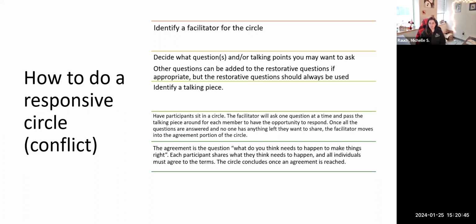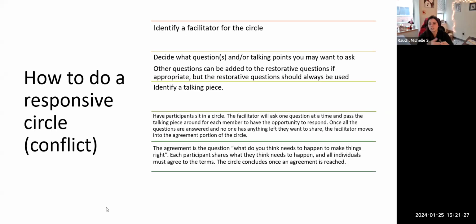And then identify a talking piece. A talking piece is anything that can be passed around in a group. I'm holding up this little foam person. I'm not sure if you can see it with the screen share, but I think Michael's going to stop sharing his screen. So this little foam thing here can be easily passed around a circle.